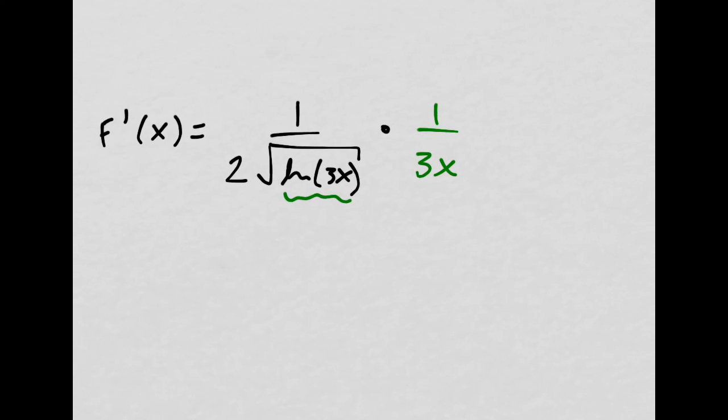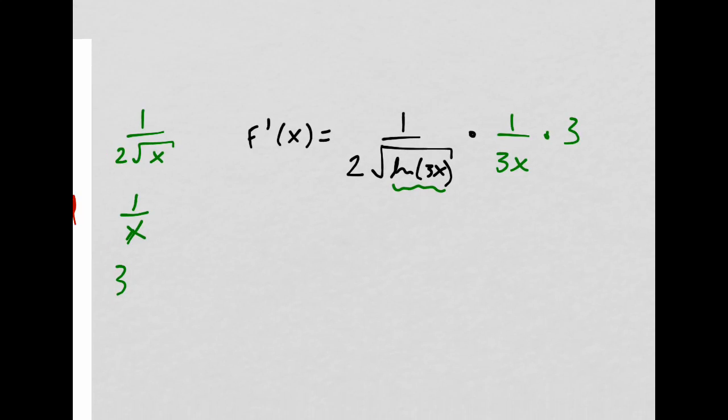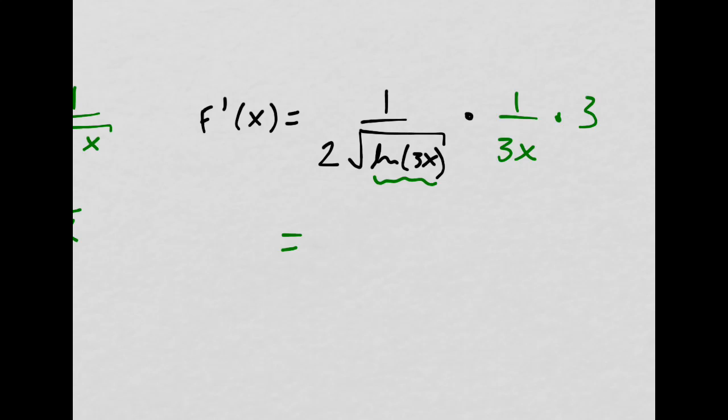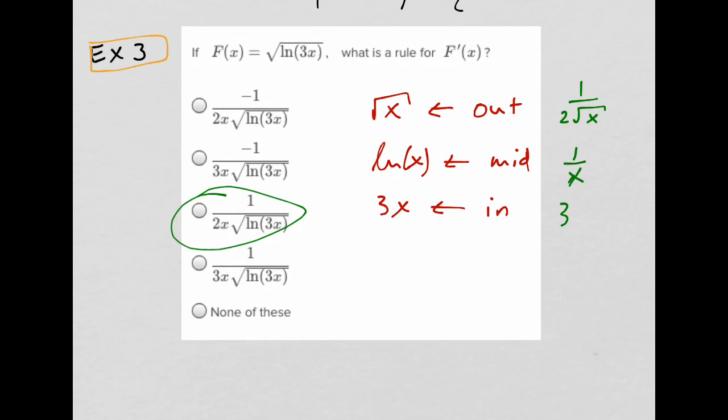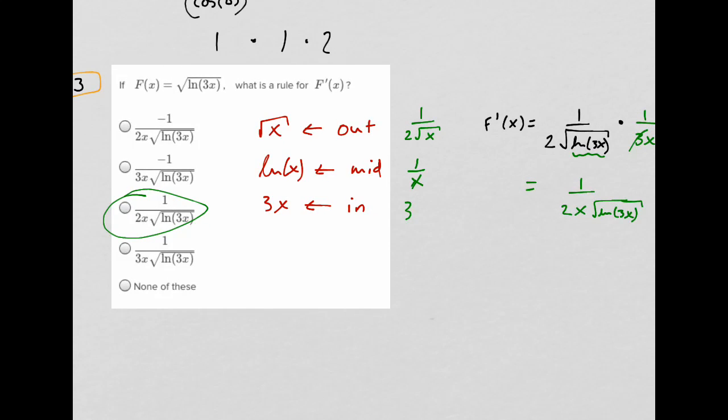Hopefully that makes sense. Derivative of the outside with the inside the same, times the derivative of the inside, we know that that is 3. And so we have, ooh, that cancels. We have 1 over 2x square root of the natural log of 3x. Right? Is that one of the answers? There we go.